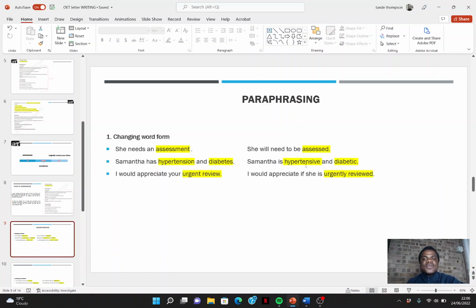Now, let's talk about how you paraphrase information in your letter writing. There are different ways you can actually do this, but I'm only going to highlight these 4 methods and I really recommend you use them.